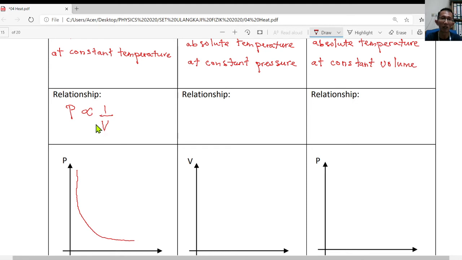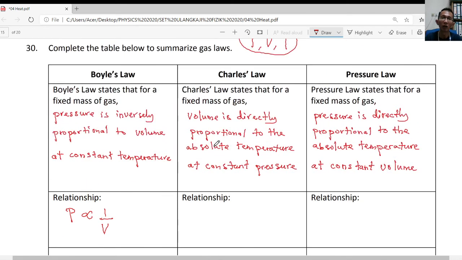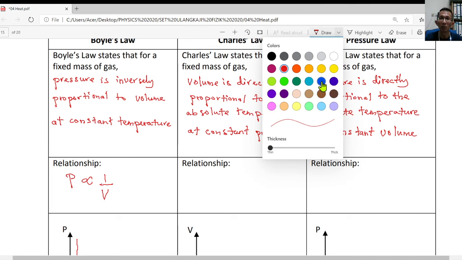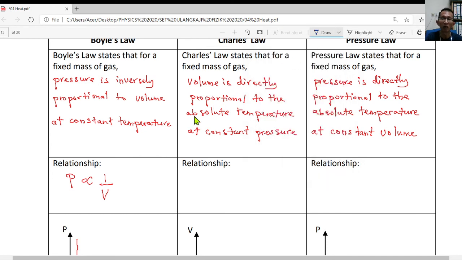Or you can also say that pressure is directly proportional to 1 over volume. Okay, Charles' law: volume is directly proportional to the absolute temperature. So I must pinpoint here, we are talking about absolute temperature. Here also absolute temperature. So what is absolute temperature? The temperature in Kelvin. Okay, that is our absolute temperature.